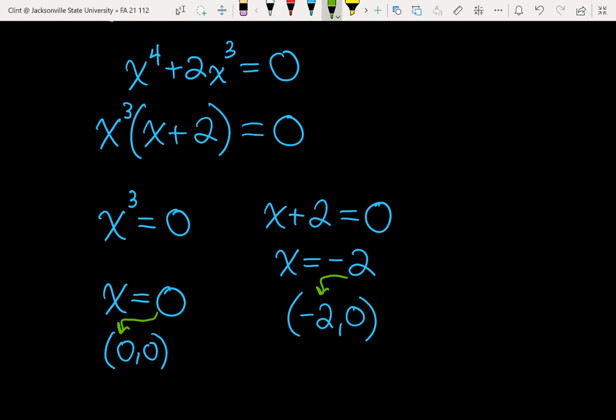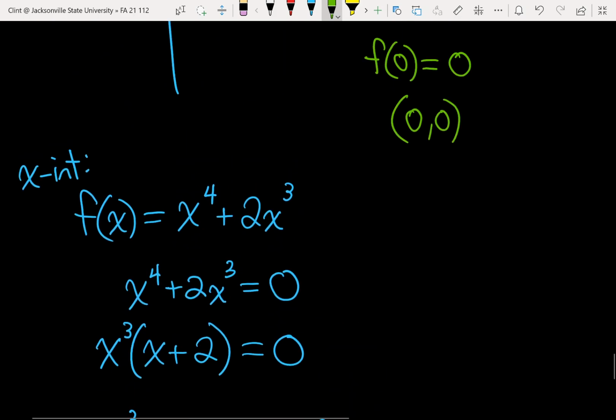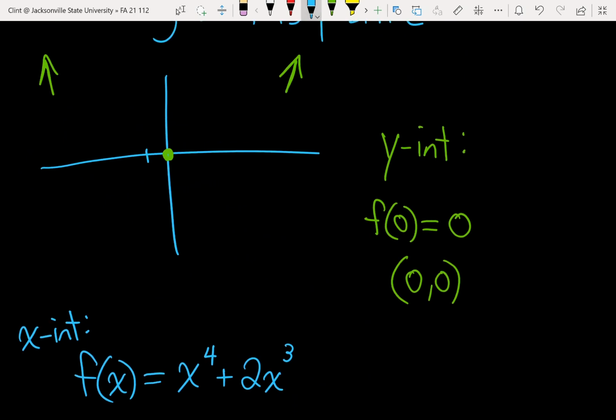Okay, so now I've got one other point, right? Negative 2, 0. That's got to be on there. So that may be enough, right? If we're given multiple choice, that may be enough to pick out the graph that would work. If not, we would just plug in some number for x and see what we get for y, and that'll give us another point on the graph. But from this, most of the time, that's going to be enough information.